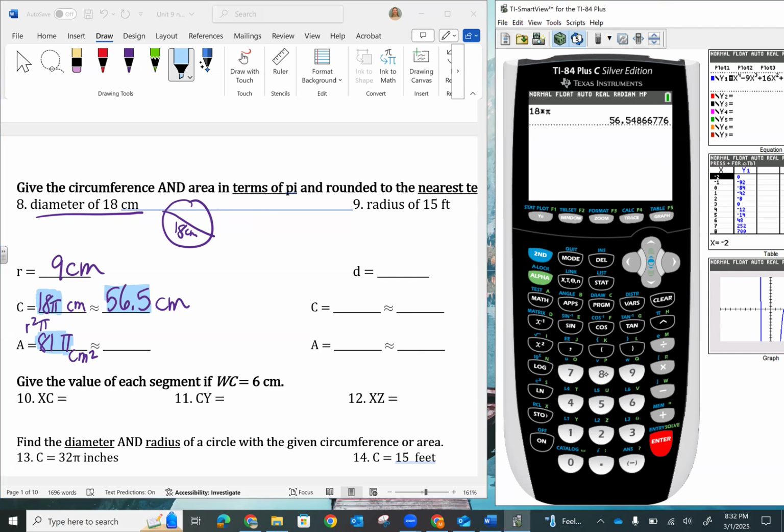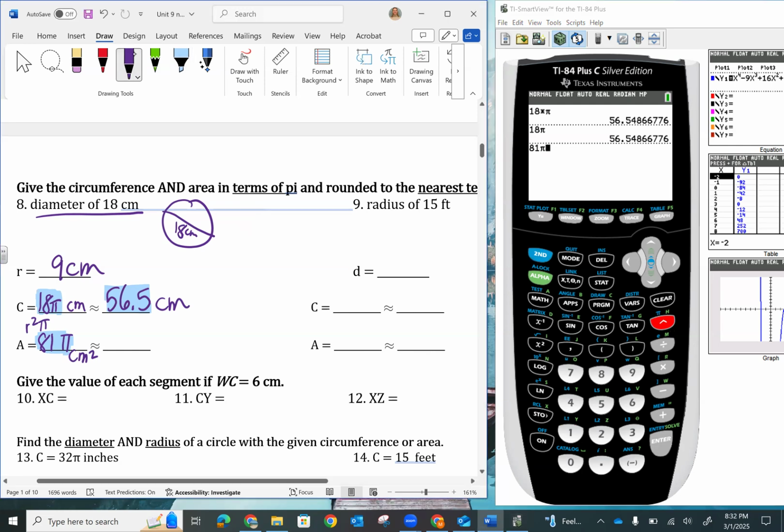In your calculator, you're going to do 18, and then you can do pi. My calculator knows that if I don't put a value, like a times sign, it means times. So 18 pi, I just put in my calculator, and it is going to be, oh, I did that wrong. Let's do 81 pi. Why did I get the same answer? Because I did the same question, but that was the previous problem. So we've got to do 81 pi, and then we're going to put enter, and you're going to get 254.5, and that's going to be centimeters squared.